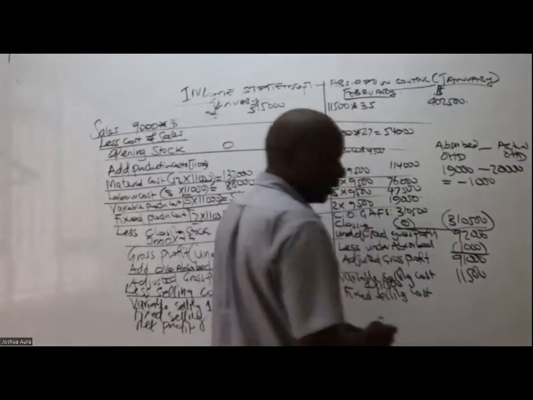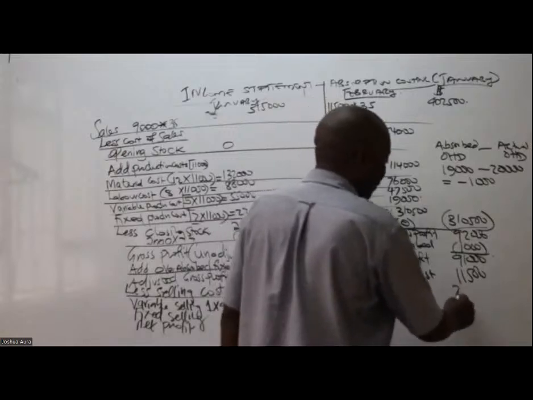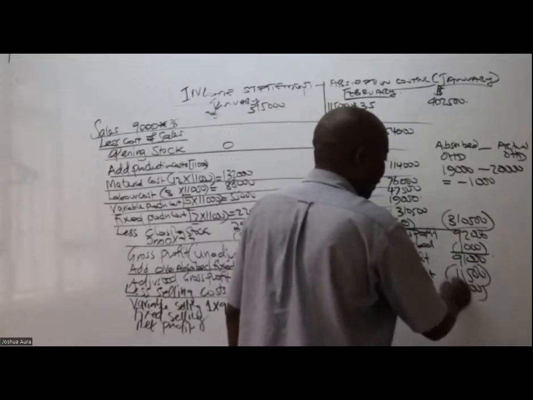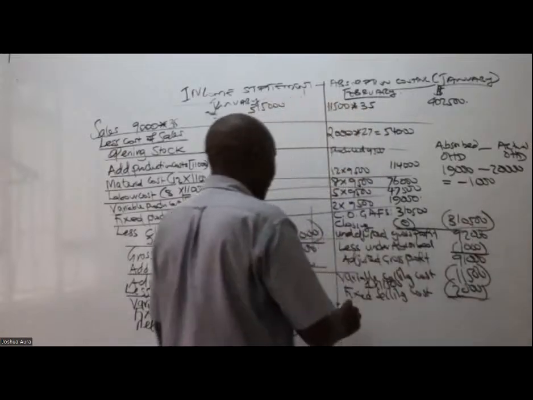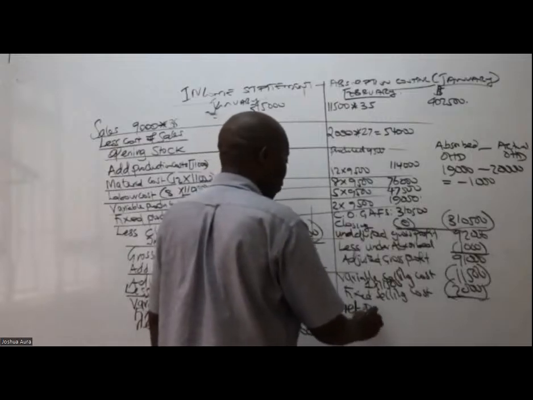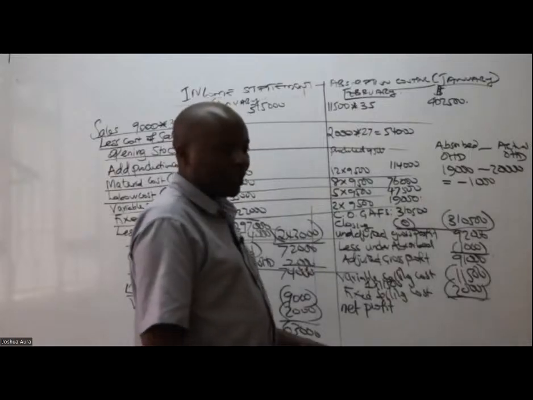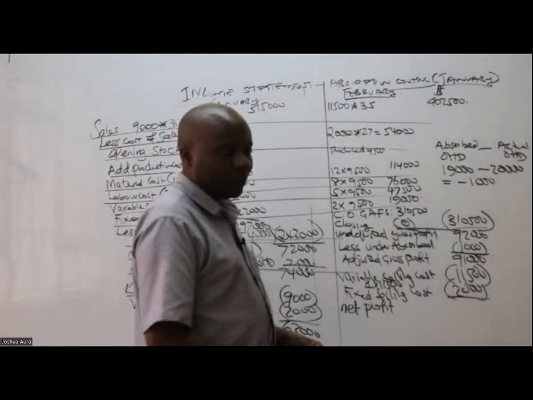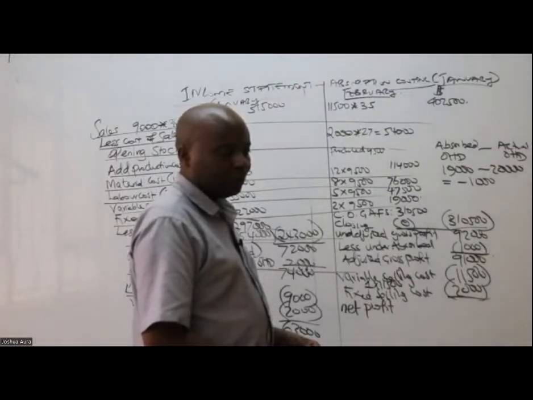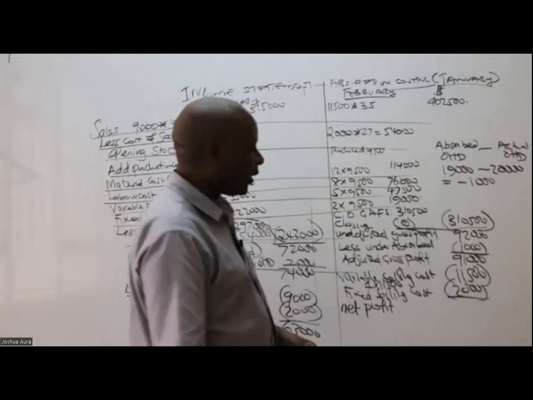Fixed selling, this has been defined for us as 2,000 every month. So then could you kindly, in this case here, give us our net profit for month number 2. What are we going to get there? Somebody has the net profit for month number 2. $77,500.